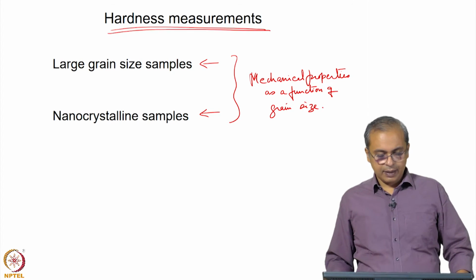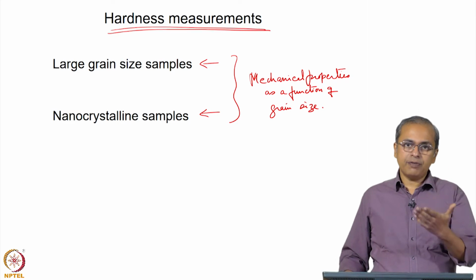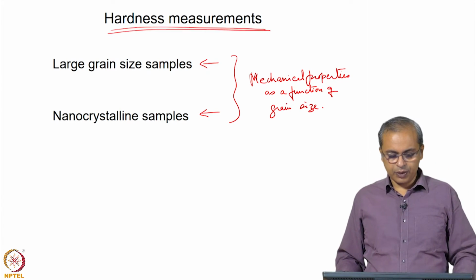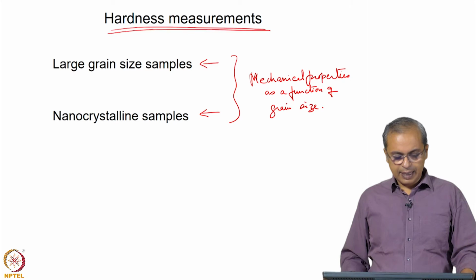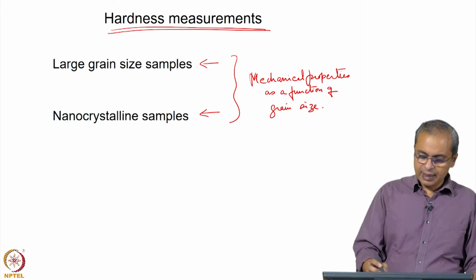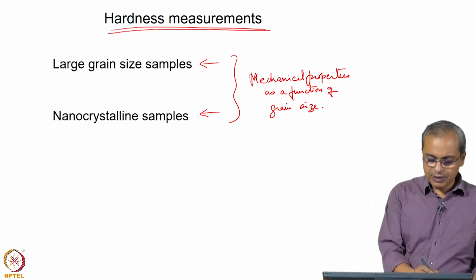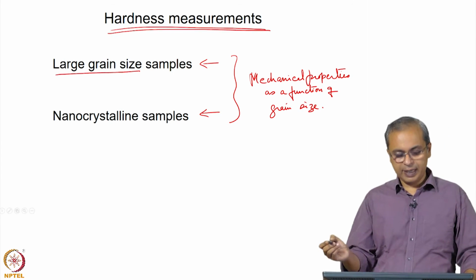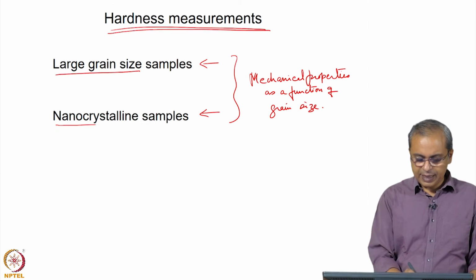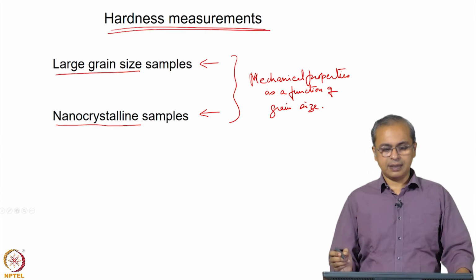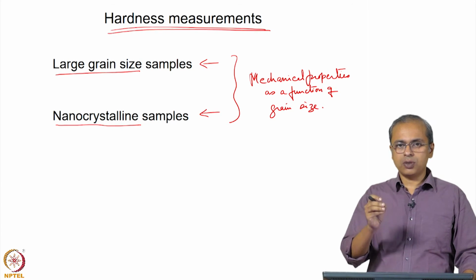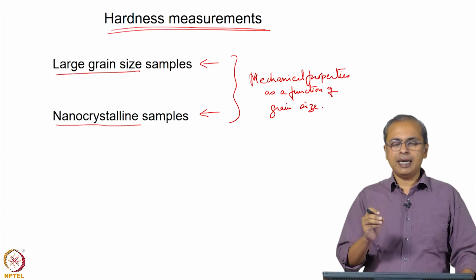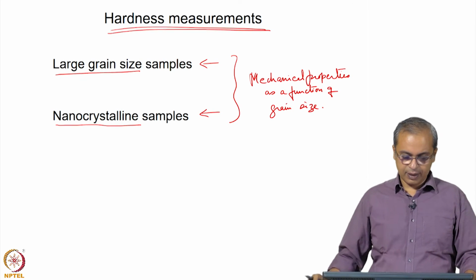When we actually look at the original work where they did this, you will see what they have done, but in principle this is the idea that they have used: a hardness measurement process where, using the hardness, they are able to get the mechanical properties of a large grain size sample as a function of grain size, and also of nanocrystalline samples as a function of grain size. So, we will take a few minutes to look at what this hardness measurement is and how we make the measurement.